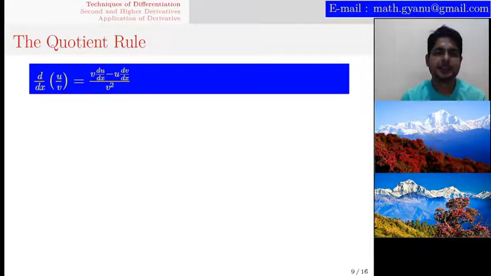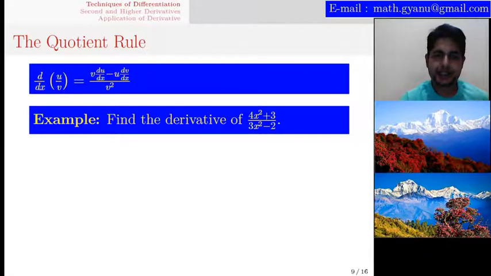In d by dx of u by v, it should be noted that u and v are functions of the independent variable x. Then its derivative will be v du by dx minus u dv by dx, all divided by v square. In other language, denominator function times derivative of numerator function minus numerator function times derivative of denominator function, and this total value should be divided by the square of the denominator value.